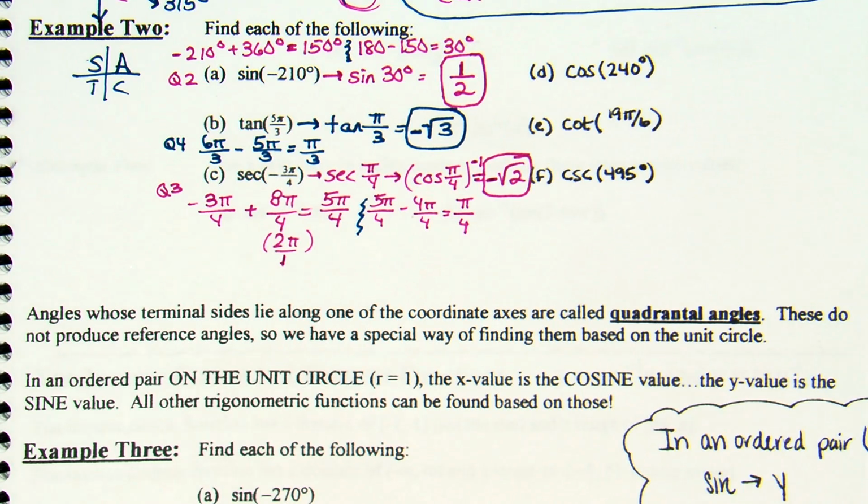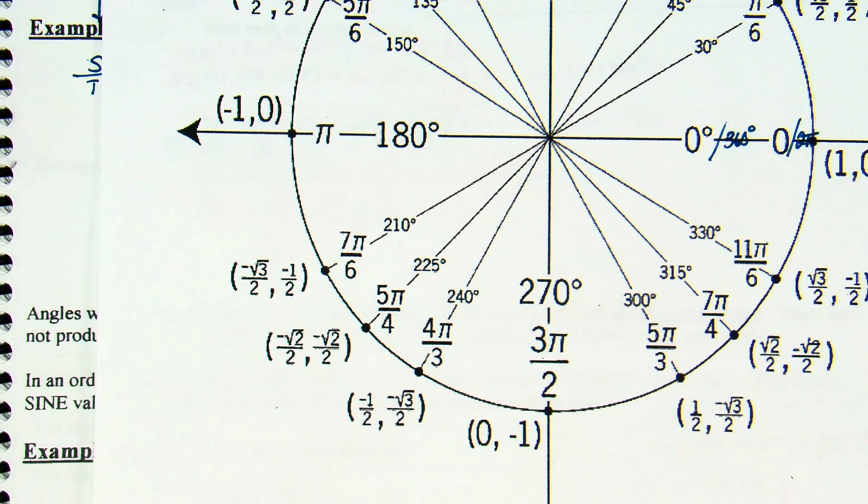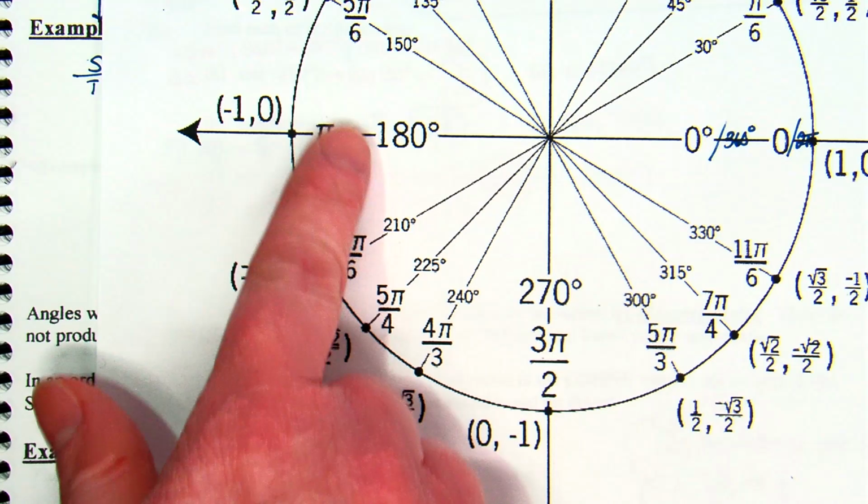Looking at D, cosine of 240 degrees. What can you tell me about 240 degrees? Quadrant 3. It's going to be past 180 and before 270. Okay, so if it's in quadrant 3, past 180, before 270, which is one that's actually on here, isn't it? Whether you need that or not, it's okay.